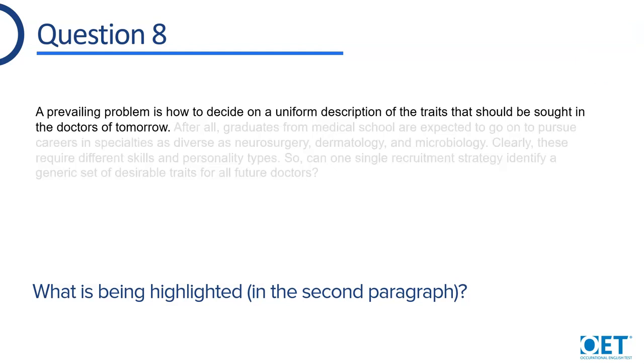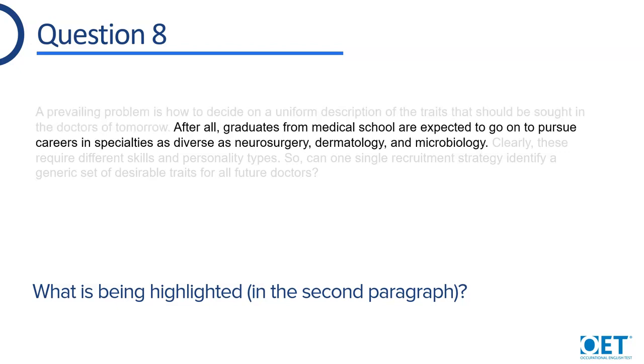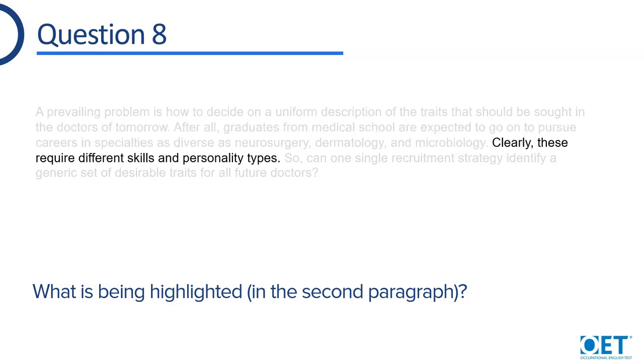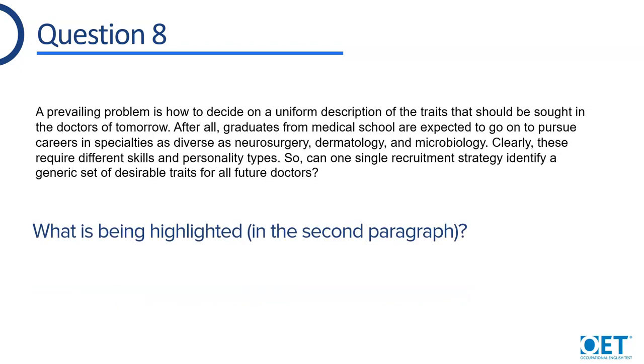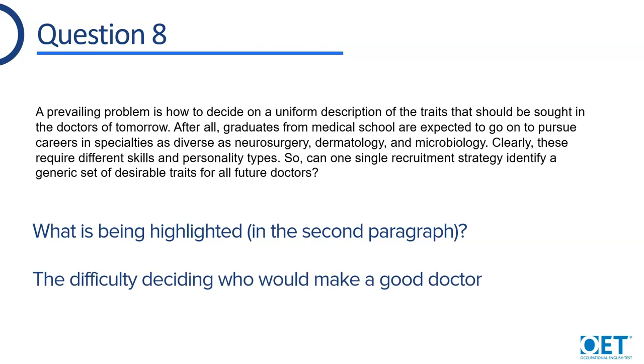Sentence 1 is about the problem of defining uniform traits or characteristics in future doctors, which means medical undergraduates. Sentence 2 mentions the specialties graduates might pursue. Sentence 3 raises the point that each specialty requires different skills and will suit different personalities. Sentence 4 questions whether a recruitment strategy can effectively identify a generic set of desirable traits, essentially rephrasing sentence 1. So the main point of paragraph 2 seems to be the difficulty deciding who would make a good doctor.